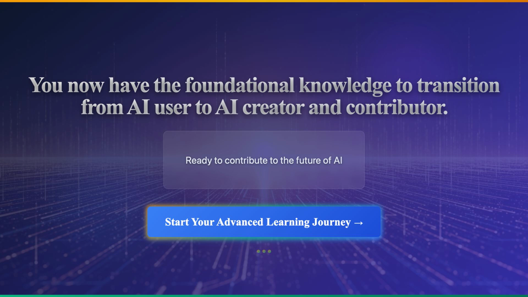Whether you're building the next generation of language models, developing novel attention mechanisms, or applying transformers to new domains, you have the tools to make a meaningful impact. Your journey from user to creator starts now. The future of AI is waiting for your contributions.